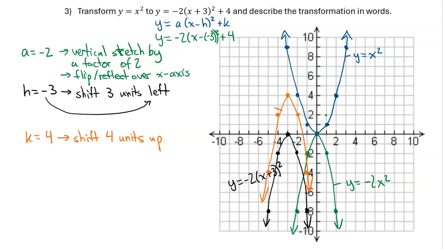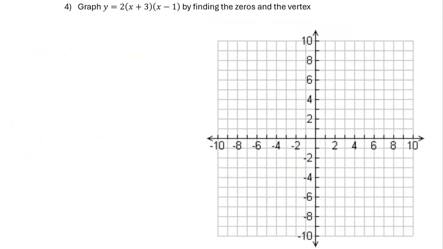So the question said to transform it and describe the transformation in words. We've done both of those things. Oftentimes your teacher won't require you to do all of those transformations, but usually we like to see the a value, and the h and k usually can be combined. That's usually fine to do. So that's how you go ahead and graph that.